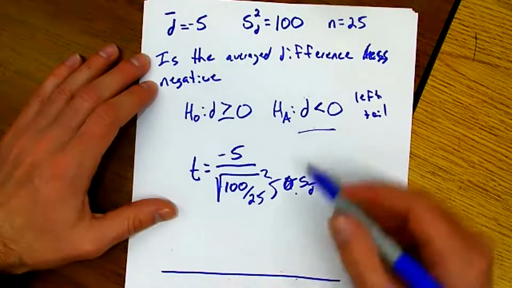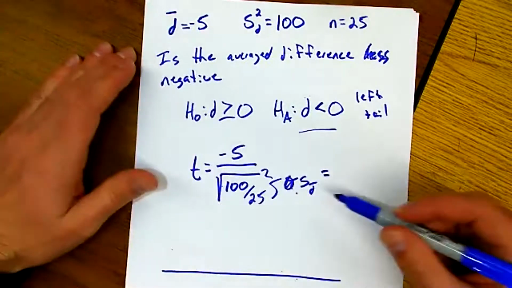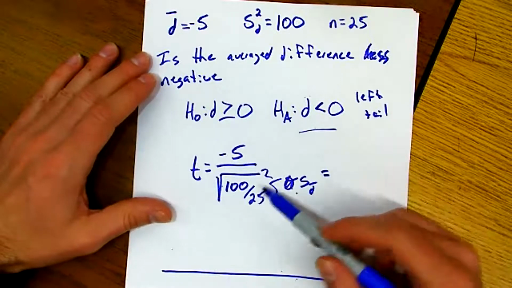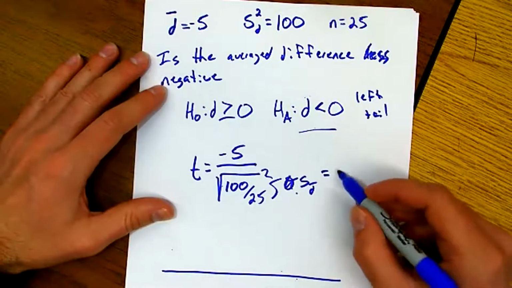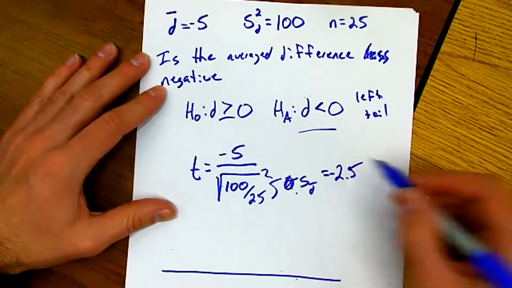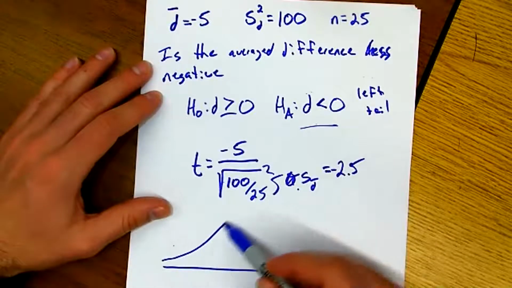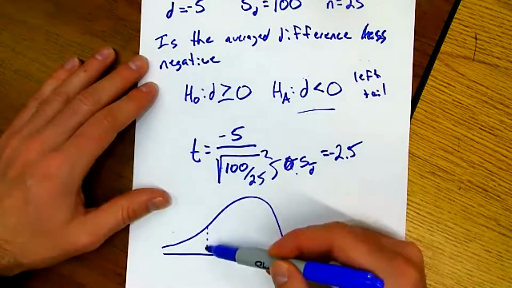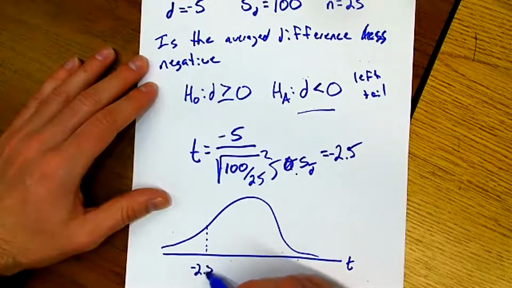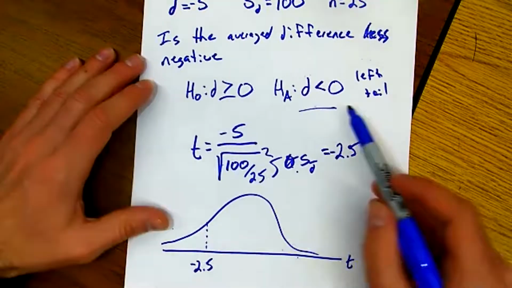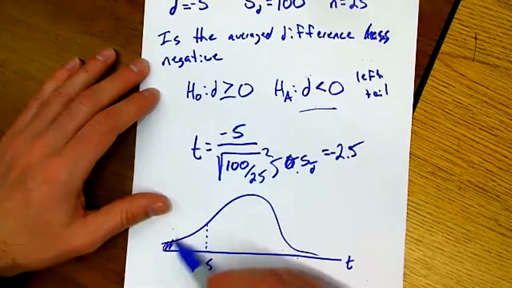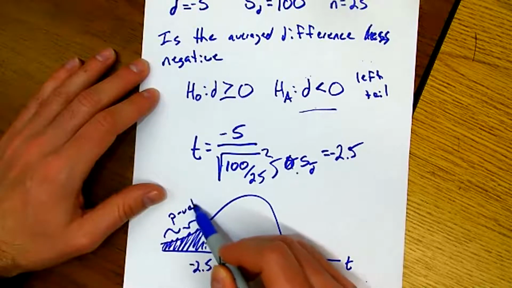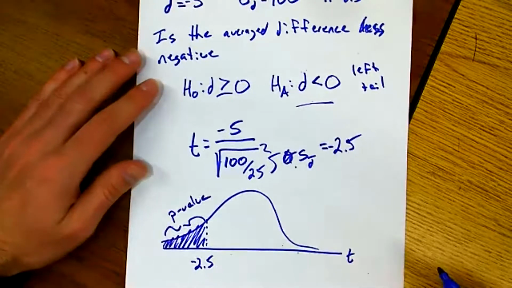So I compute this, I plug this in my calculator. This is going to be what? If I'm doing math in my head, 4, 2, I think this is -2.5, right? So I've got a student t distribution, and my test statistic is -2.5, okay? If I've got a left-tailed test, my p-value is the area to the left of that test statistic.